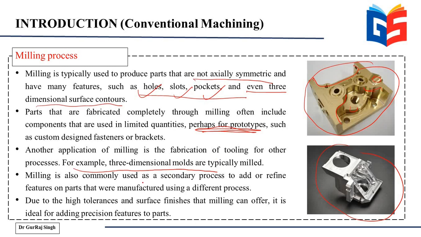And again, it is commonly used as a secondary process. So the turning process was also secondary. The milling process is also a secondary process that is used to add or refine the features. And due to the high tolerances and surface finishes, it is an ideal operation for adding precision features. So these features are all precision features and they've been added using a milling process.